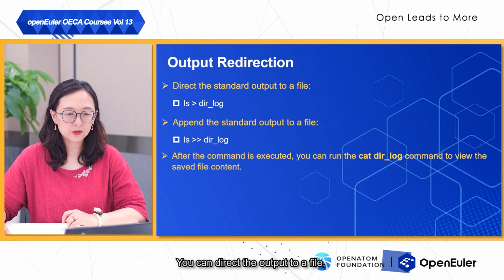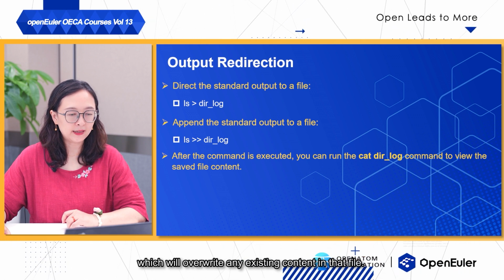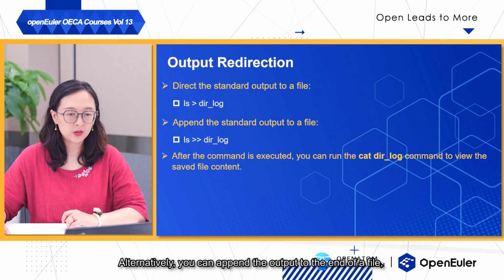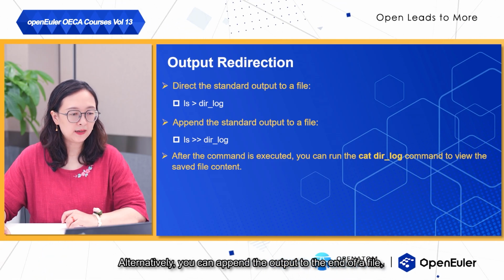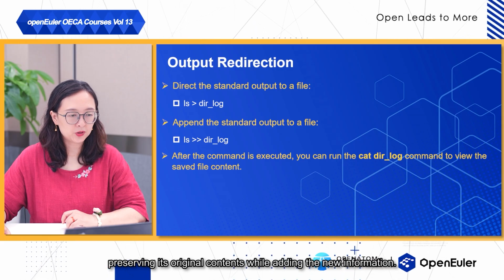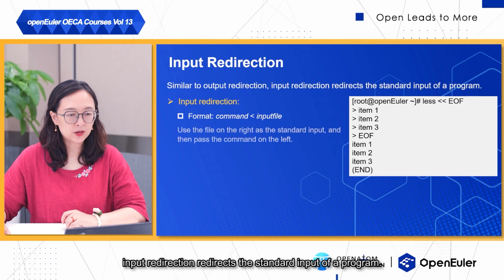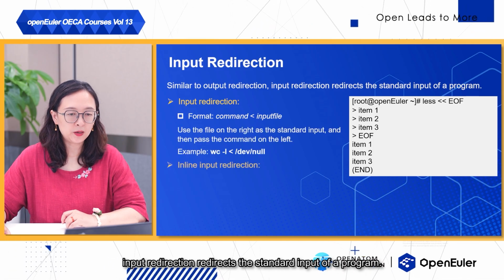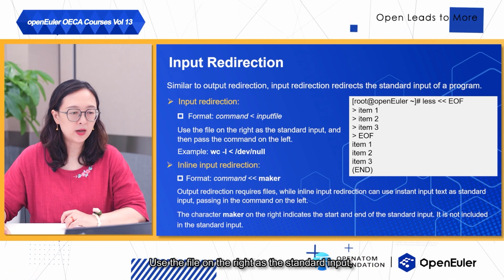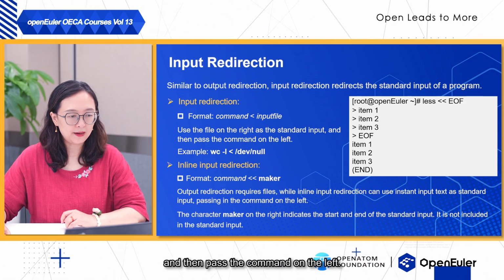You can direct the output to a file, which will override any existing content in that file. Alternatively, you can append the output to the end of a file, preserving its original contents while adding the new information. Similar to output redirection, input redirection redirects the standard input of a program. Use the file on the right as the standard input, and then pass the command to the left.